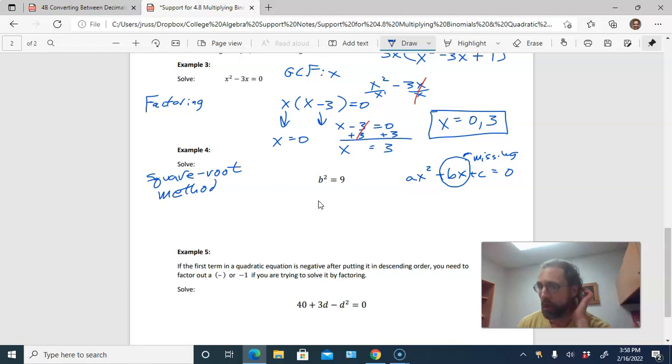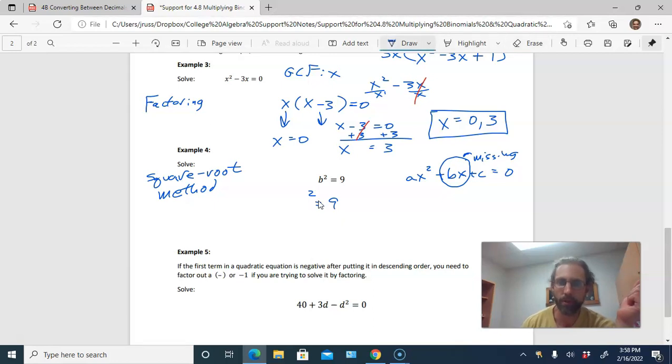And what you do, the square root method allows you to solve this quadratic equation for b directly. What you do is you get the term with b by itself. Well, in this case, it's already by itself. It's just on the left-hand side.